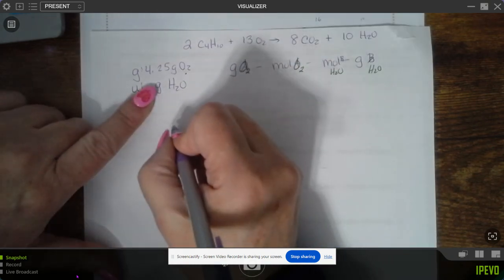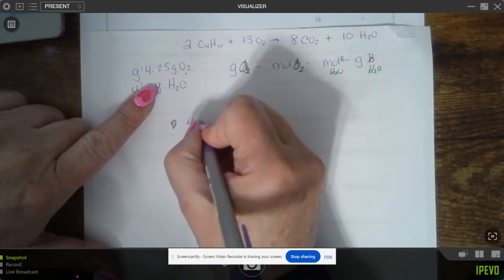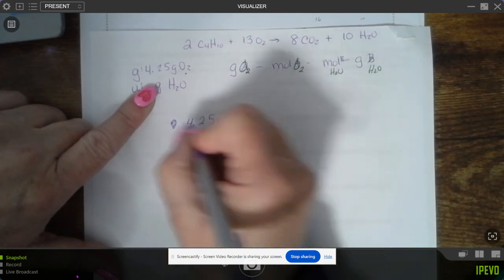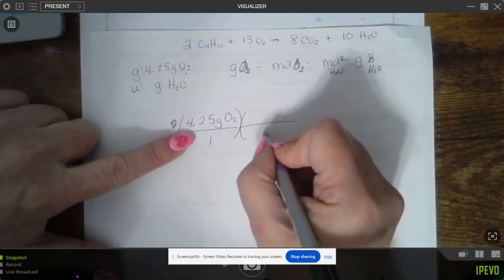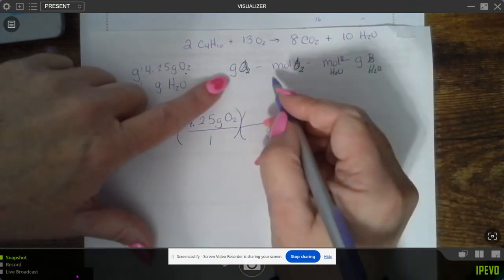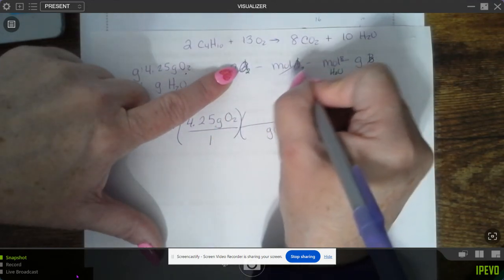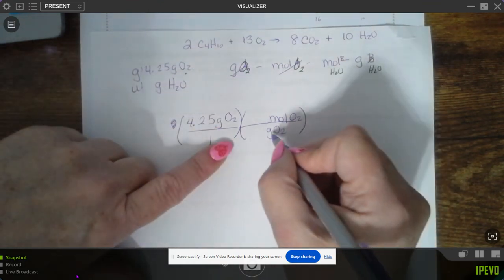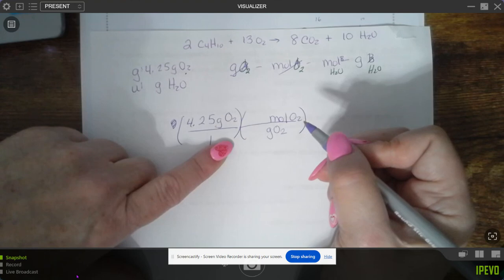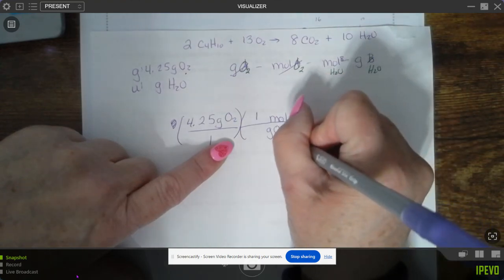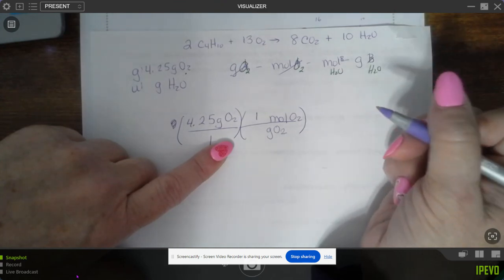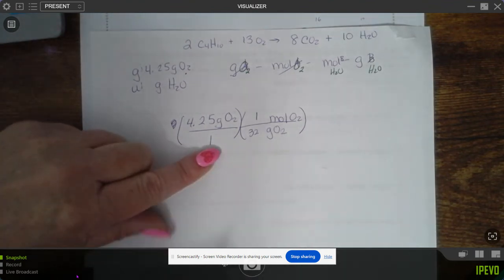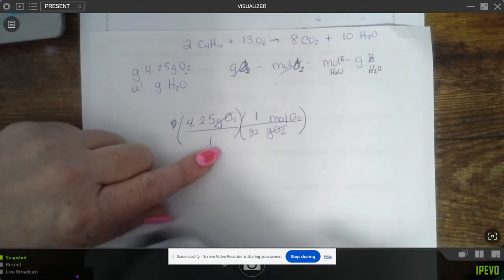So I'm going to start with 4.25 grams of O2 over 1. Grams of O2 is going to go on the bottom. And then, okay, so I'm going grams. Next is moles of A. So moles of O2 goes on the top. When I have grams and moles, I'm going to use my molar mass. So 1 mole is equal to the molar mass on the periodic table of oxygen. Oxygen is 16. We've got 2 of them. So that's 32. Notice my grams of oxygen cancel out.